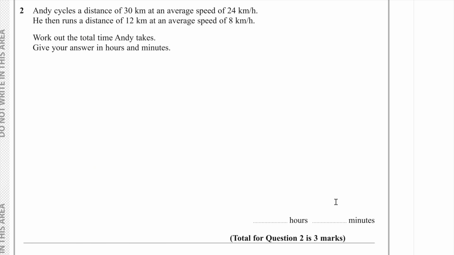Question 2. Andy cycles a distance of 30 kilometers at an average speed of 24 kilometers per hour. He then runs a distance of 12 kilometers at an average speed of 8 kilometers per hour. Work out the total time Andy takes. Give your answer in hours and minutes.